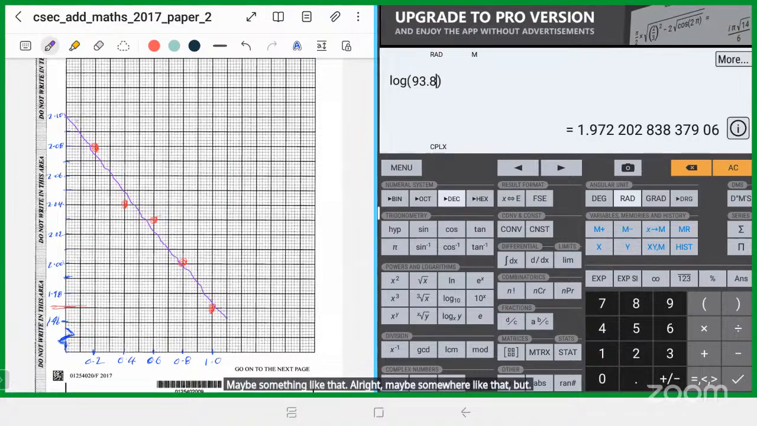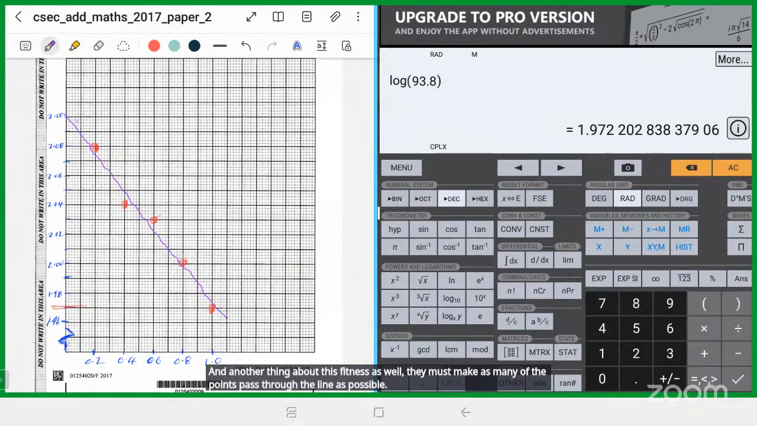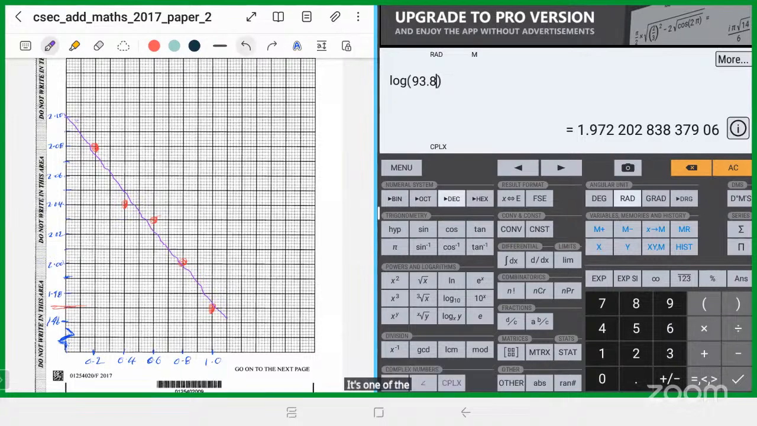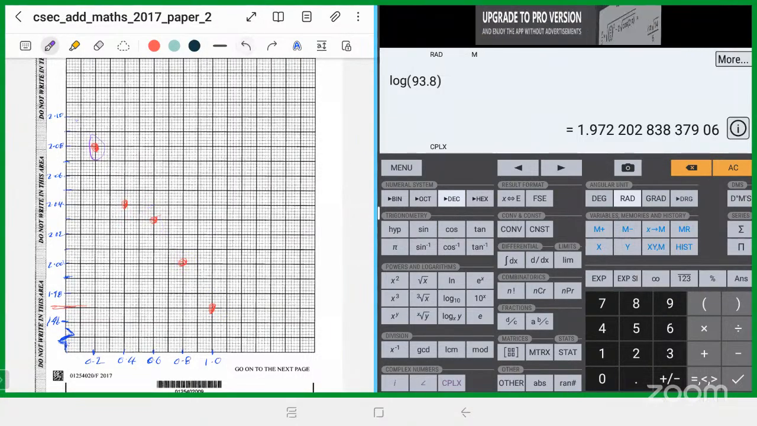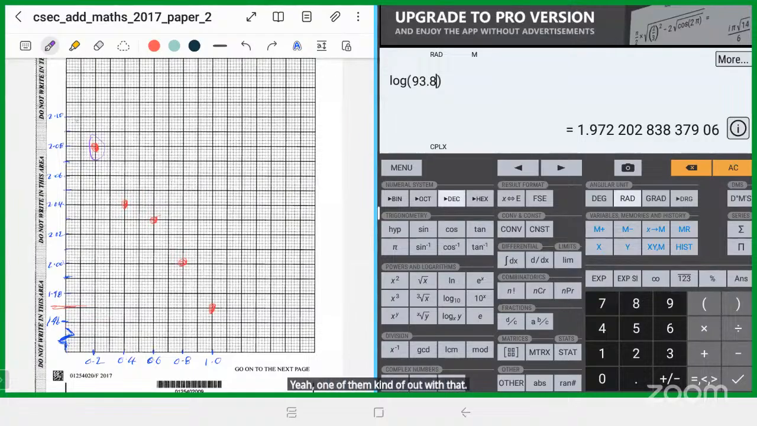And another thing they say about drawing best fit lines as well, they must make as many of the points pass through the line as possible. This one was an outlier, so maybe we can actually just line up these. And you have one of them kind of out of it, right? No, this was the one that was seen to be a bit out. This one. Just check it. This one seemed to be out.